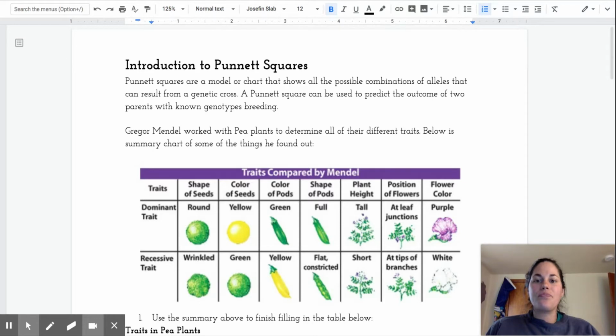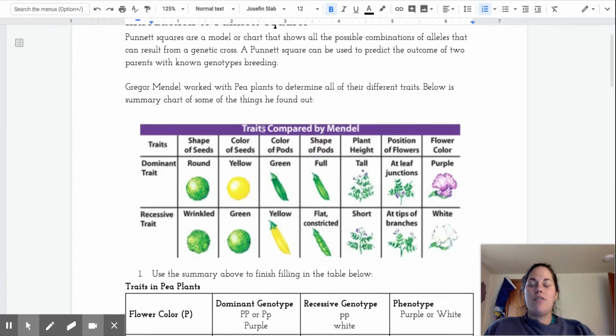So Punnett squares are a model or chart that allows all possible combinations of alleles that can result from a genetic cross to be shown in the chart. A Punnett square can be used to predict the outcome of two parents with known genotypes breeding. So in the case of Gregor Mendel, he was cross-fertilizing pea plants, and that was breeding the pea plants.